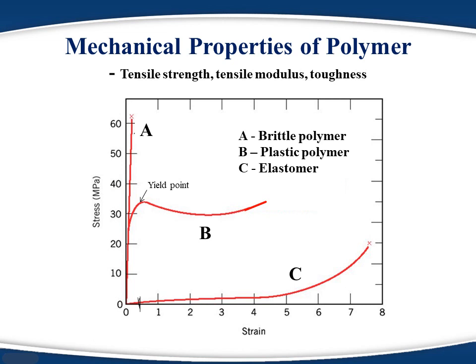Polymers can be broadly classified into three categories: brittle, plastic, and elastomers. From the graph, it is very clear that brittle polymers show very high strength but very little flexibility. Highly cross-linked polymers usually show this kind of behavior, whereas elastomers are like rubber. They show very high deformation at significantly lower stress.